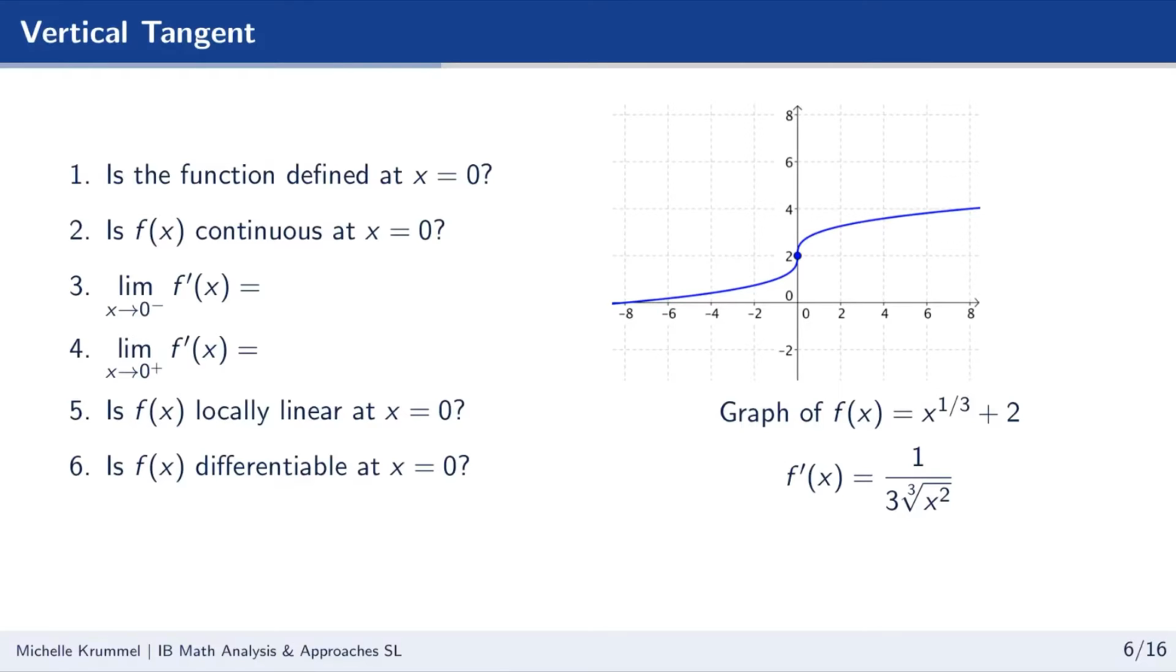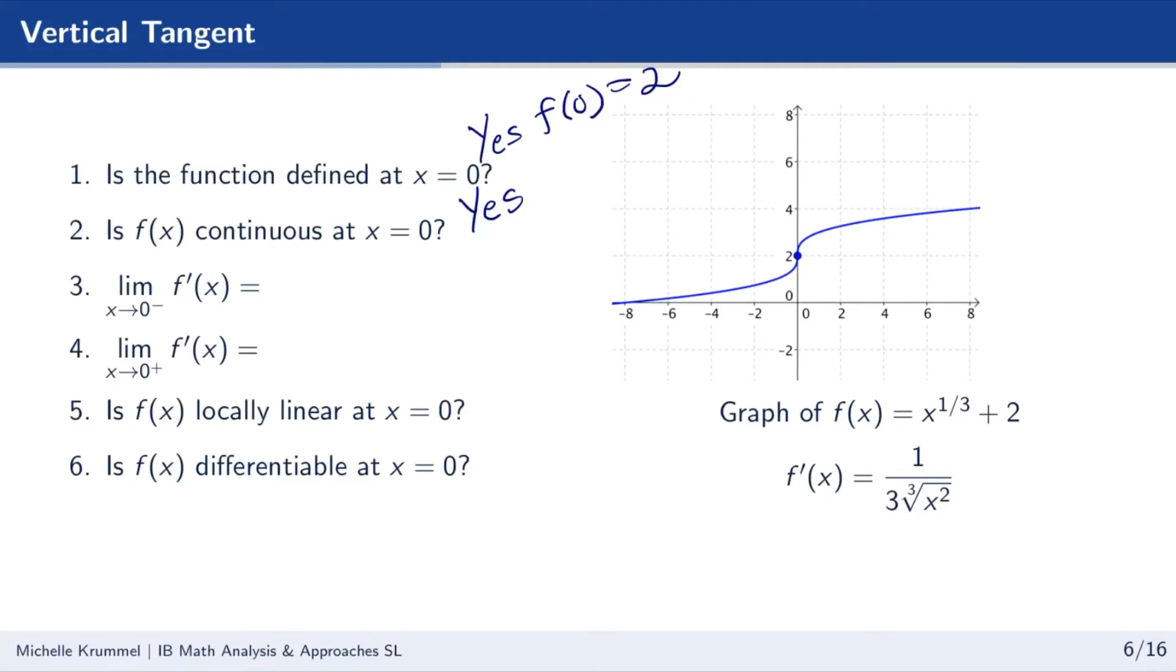Here, is the function defined at x equals 0? Yes, there is a point there. f of 0 equals 2. Okay, so that's not an issue. Is f continuous at x equals 0? Yes, it's continuous at x equals 0. There's no discontinuity at x equals 0.